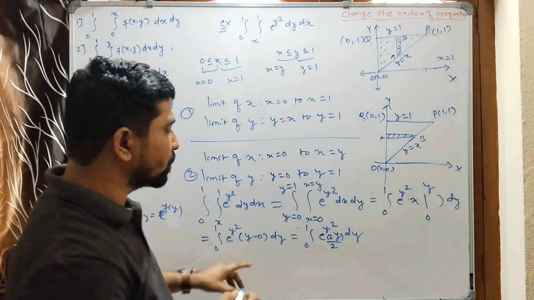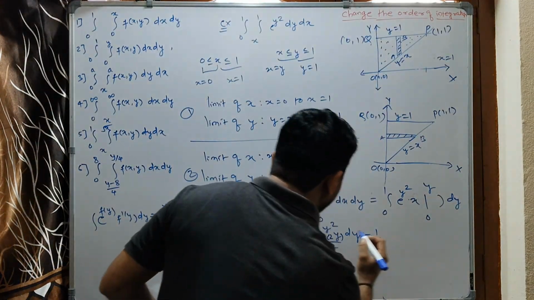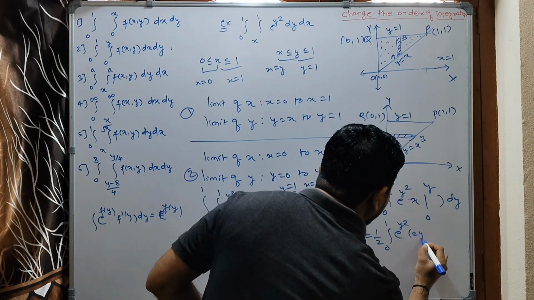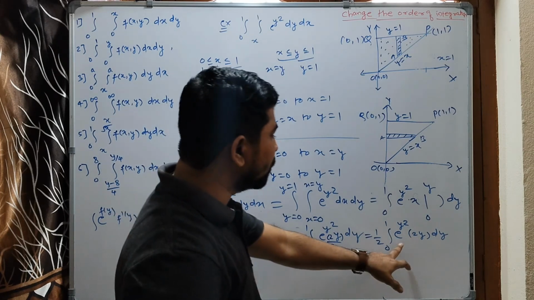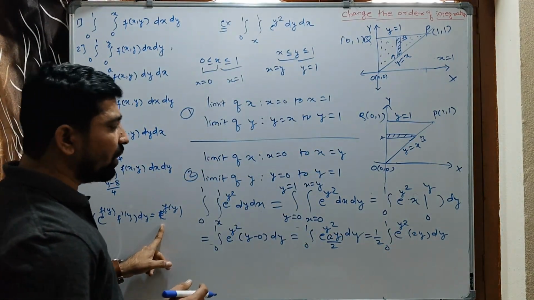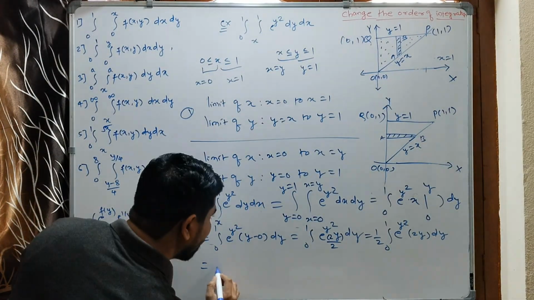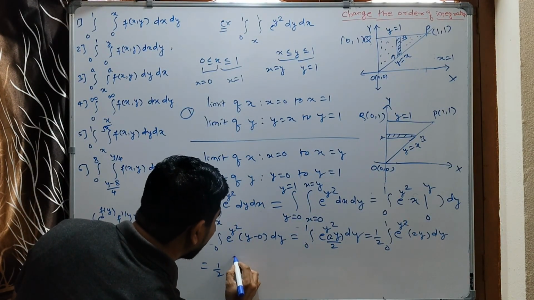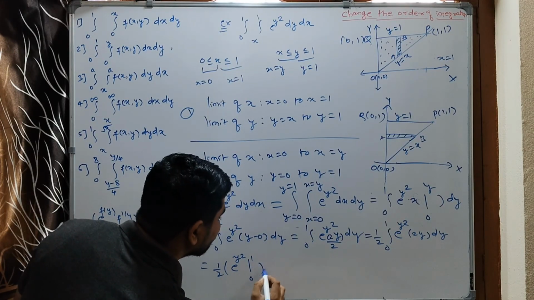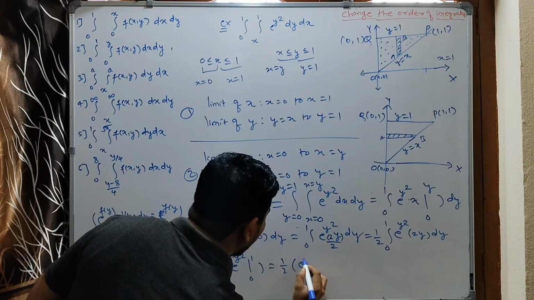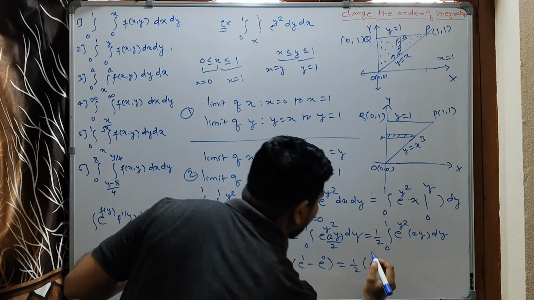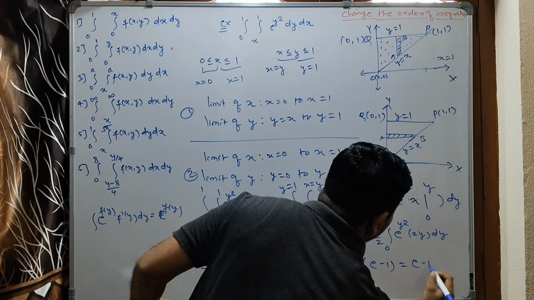So here I will take this 2 outside, which is equal to 1 by 2 times the integral from 0 to 1 of e to the power y square 2y dy. So this is e to the power f of y into f dash of y dy, which is equal to e to the power f of y. So it is equal to 1 by 2 times e to the power y square, with limits 0 to 1, which is equal to 1 by 2 times e to the power 1 minus e to the power 0, which is 1 by 2 times e minus 1, since e to the power 0 is 1, which is equal to (e minus 1) by 2.